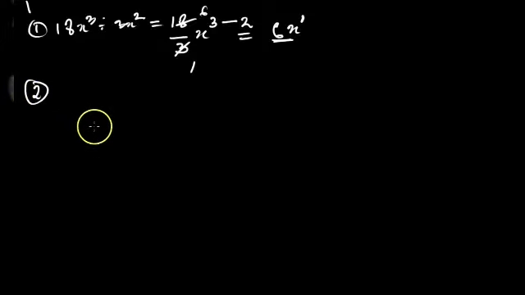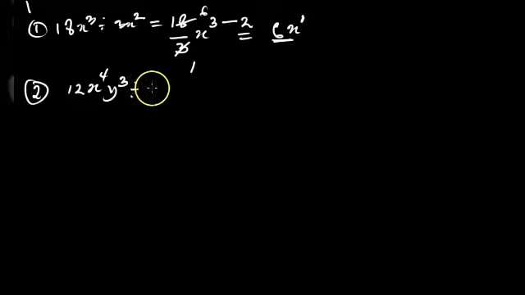Let's take a second example. My second example says 12x raised to power 4 y raised to power 3 divided by 3x raised to power 4 y raised to power 2. Now, when you look closely, you see we have two different letters, we have x, we have y, and we have what? 12. Now, from here, I would say, please pause this video and try your hands on this. Okay, here's the result.